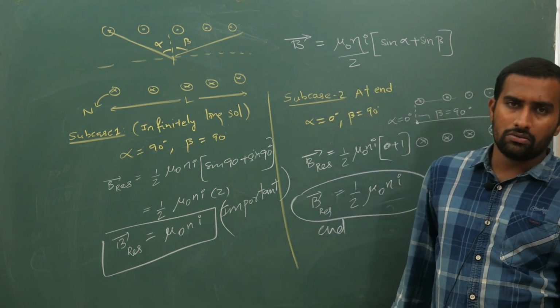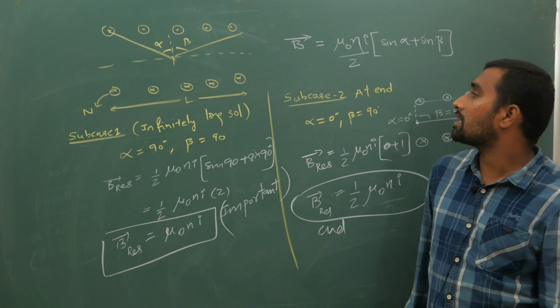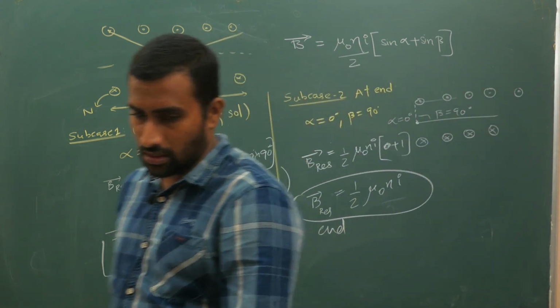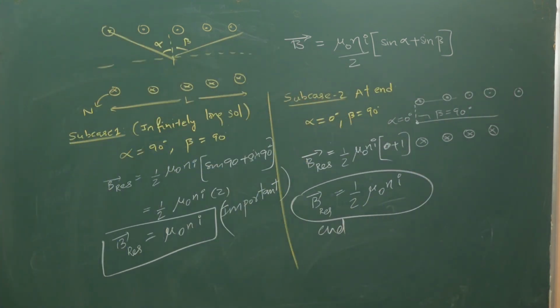Now next we will start with Ampere circuital law. Copy it down. So with this, the basic part of the chapter is done.